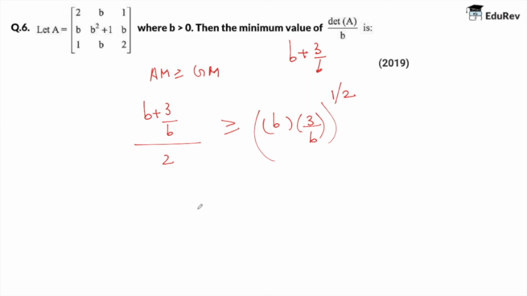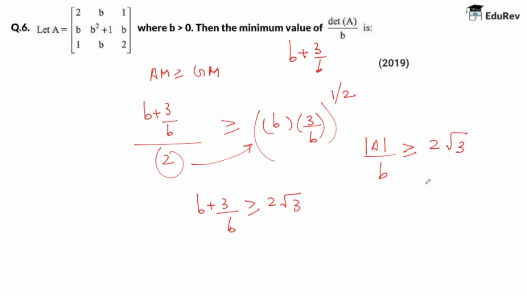1 by 2. This will be b plus 3 by B greater or equal to 2 will go to that side, 2 times root 3. So mod A by B is what? Greater or equal to 2 root 3. That is the minimum value of mod A by B is going to be what? Now mod A by B is greater or equal to 2 root 3. So that means it cannot be less than 2 root 3. That means the minimum value which mod A by B needs to take is what? 2 root 3. So the minimum value is going to be what?